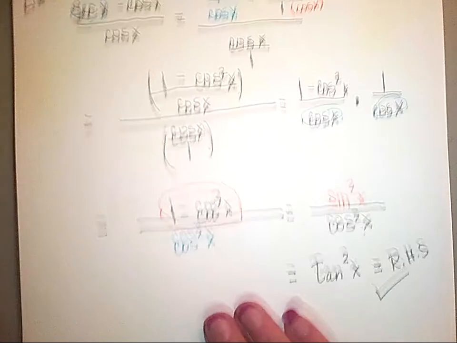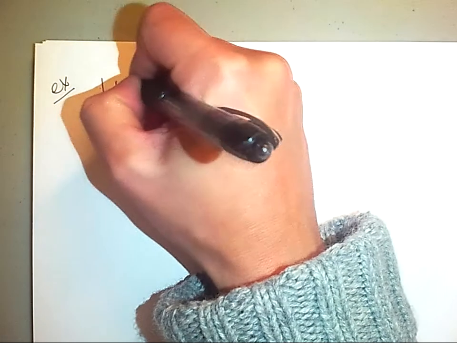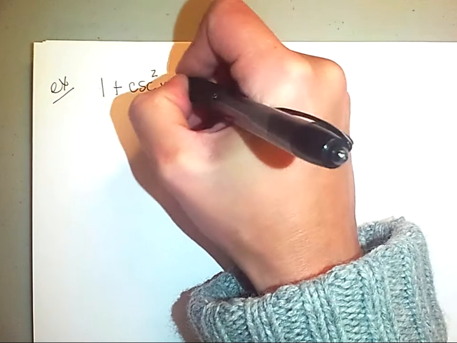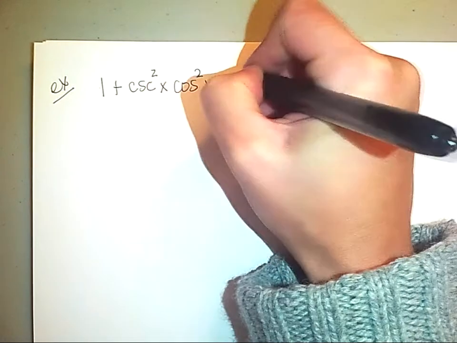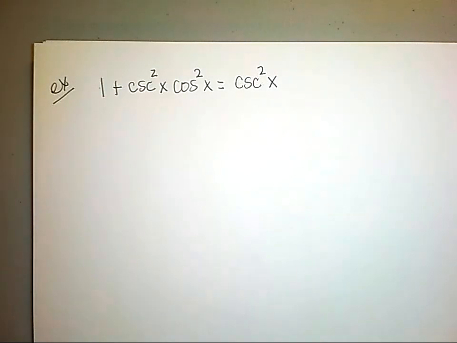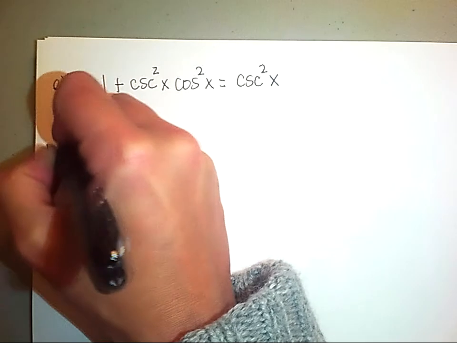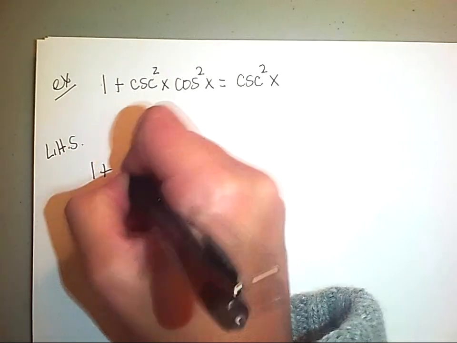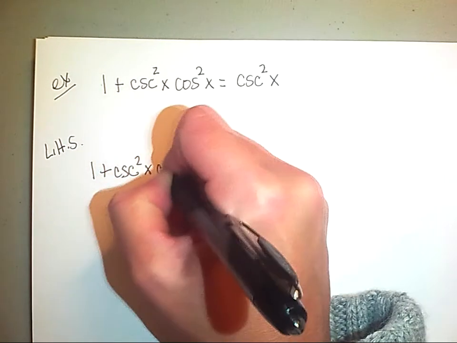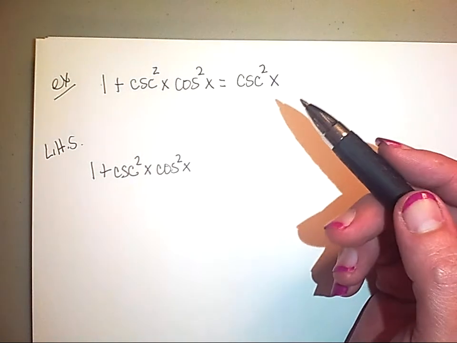Okay. Let's try another identity. 1 plus cosecant squared x times cosine squared of x is equal to cosecant squared of x. Again, this is what we're trying to prove, that these two are equal. This side is more complicated, so I think I'll work with that first. I'll take the left-hand side: 1 plus cosecant squared of x cosine squared of x. So this is our left-hand side.